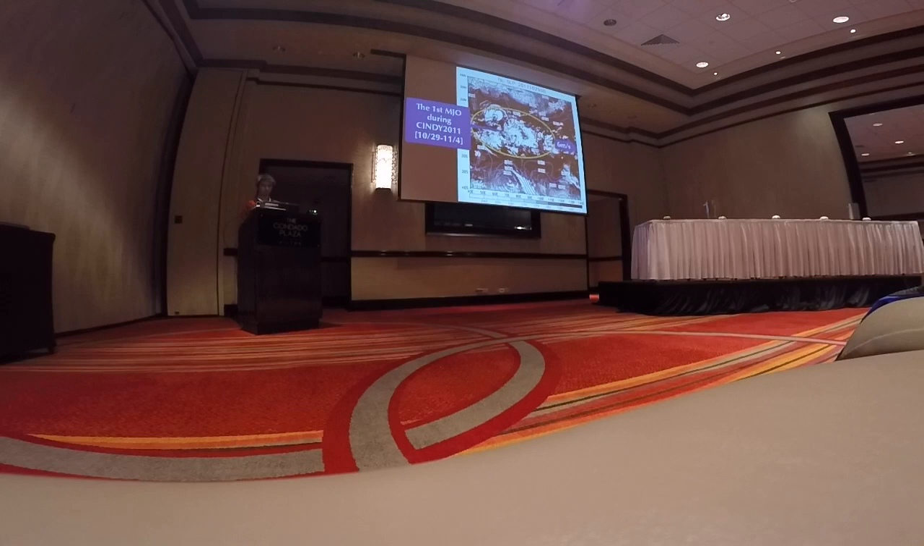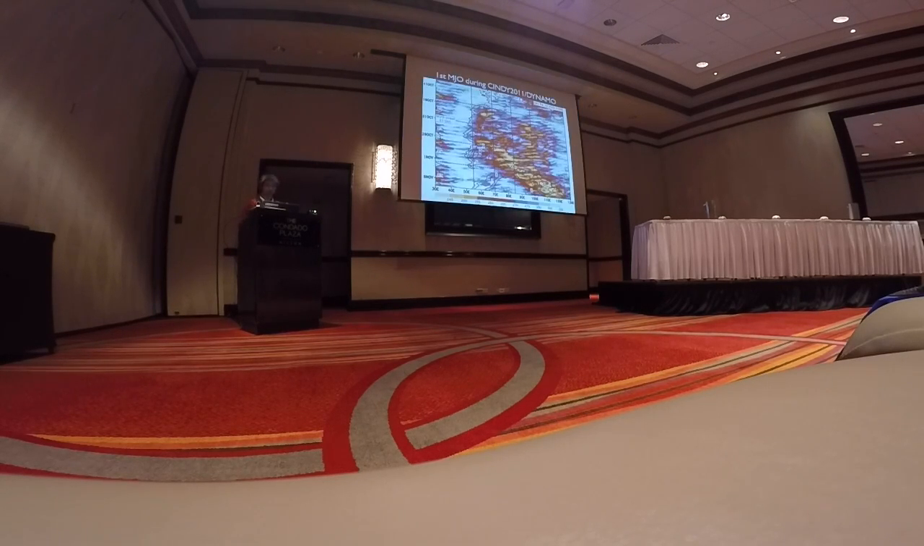This MJO propagated eastward at the phase speed of 6 meters per second, like this time longitude cross section of IR by color scale, and westerly wind speed by black contours. And the onset date of this MJO is 21st October, and this MJO propagates eastward like this at the phase speed of 6 meters per second, and the westerly winds clearly follow the MJO like this.